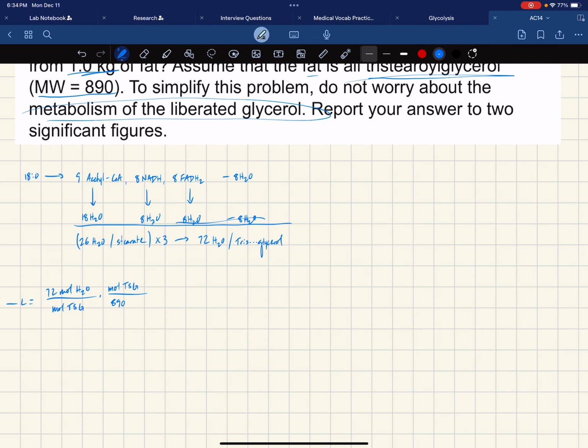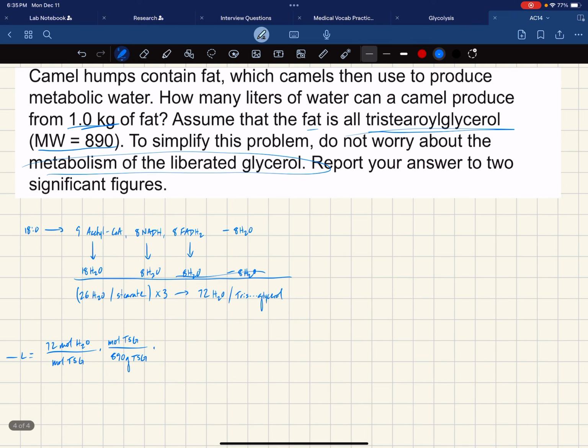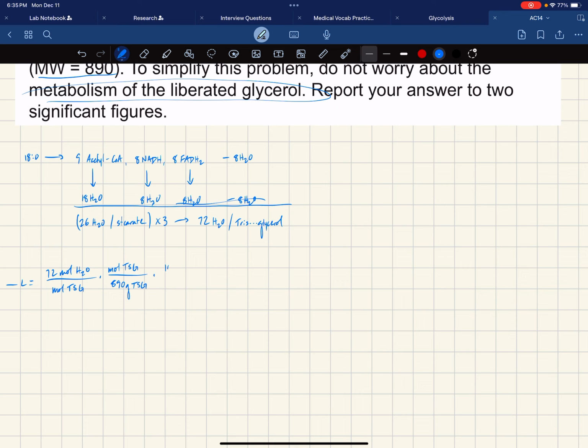So 890. What I did here is I just flipped the order. It would normally be 890 grams of tri-stearoyl glycerol for 1 mole, and I just reversed the order to make the units cancel out because I eventually want to get to liters. And so now, I know that I have 1,000 grams of the tri-stearoyl glycerol from this 1 kilogram of fat. This is just over 1.